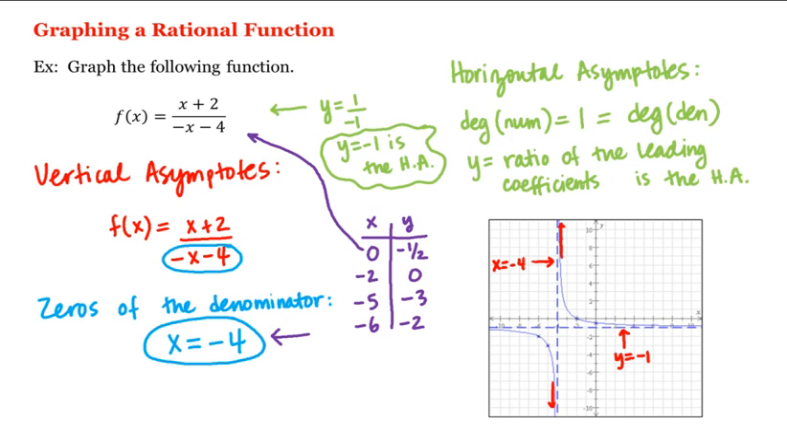And notice as x increases without bound, and as x decreases without bound, our function starts to behave like this line. And here are our points. x equals 0, y equals negative 1/2. x equals negative 2, y equals 0. x equals negative 5, y equals negative 3. x equals negative 6, y equals negative 2.